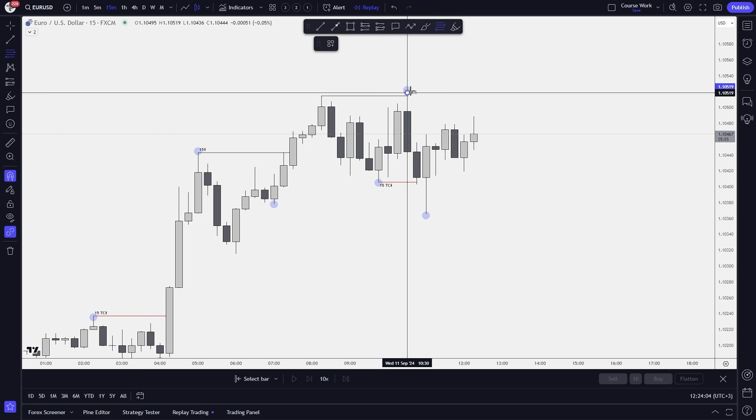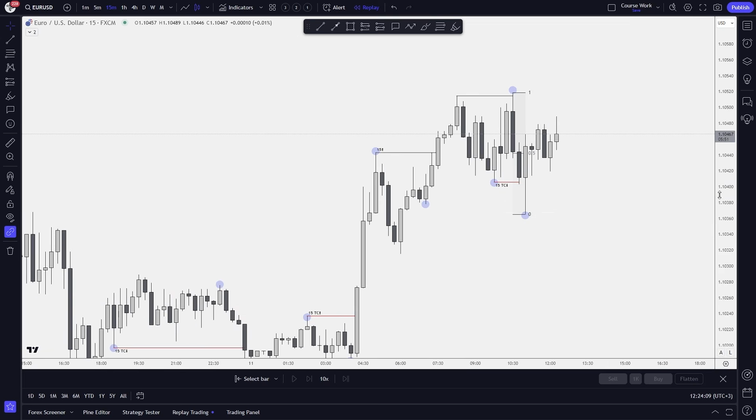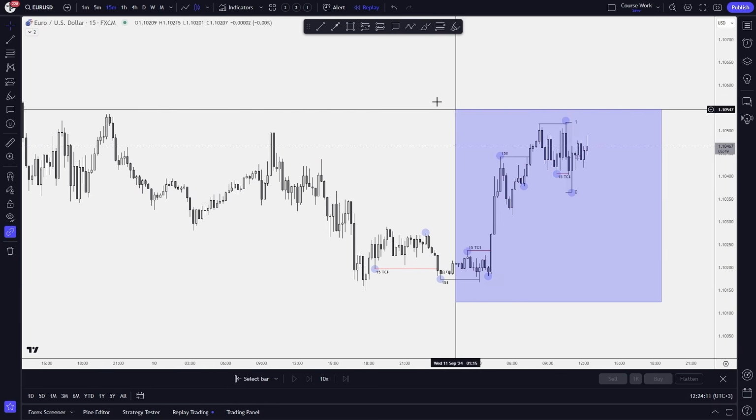So right now, the very recent range is this one. And you could potentially right now be looking for shorts. You see how it works?